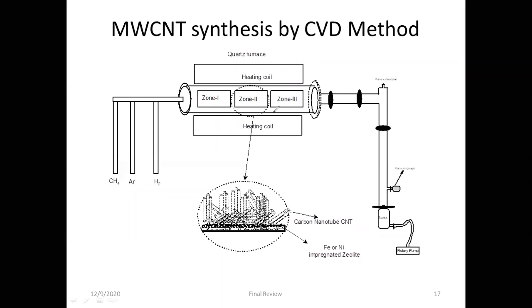And at the end, we will collect the zeolite and wash it with hydrofluoric acid. The zeolite will be dissolved in hydrofluoric acid, and we will collect the carbon nanotube. This is the third method, the chemical vapor deposition method.